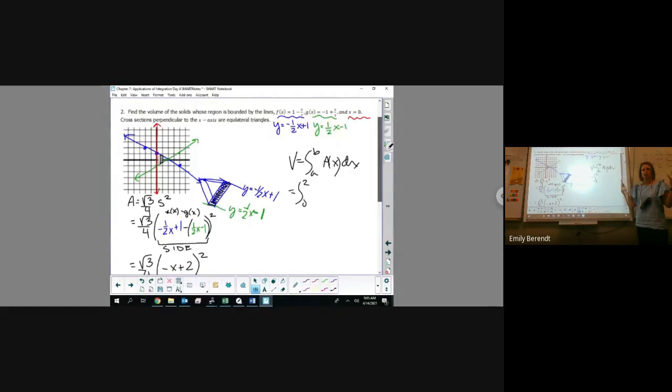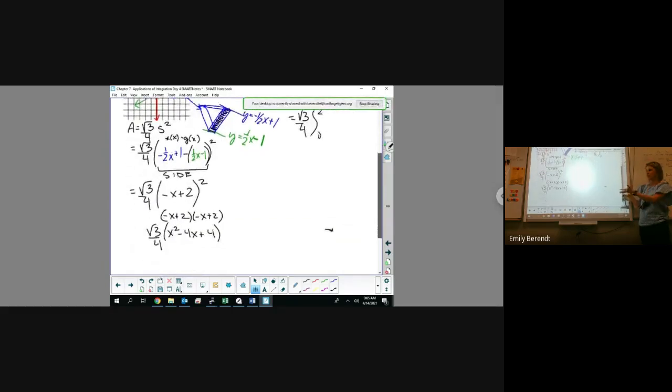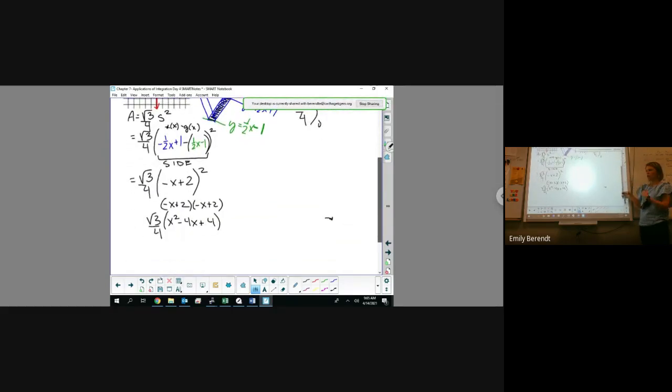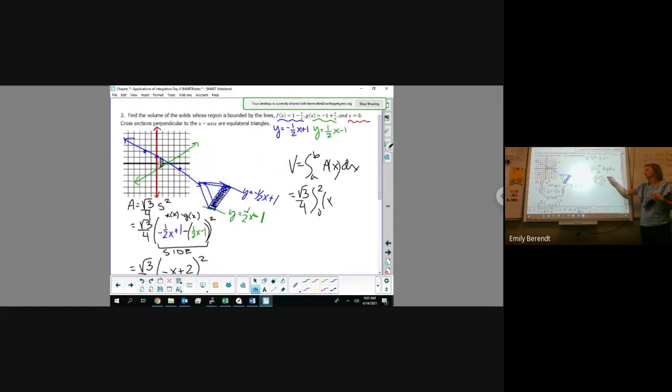Do you want to put the square root of 3/4 in front first or second? I mean, I don't care. We can do it in 2 steps or 1 step, doesn't matter. But that square root of 3/4 is a constant that can go in front of your integration. So square root of 3/4 from 0 to 2, and A of x is now x squared minus 4x plus 4 dx.